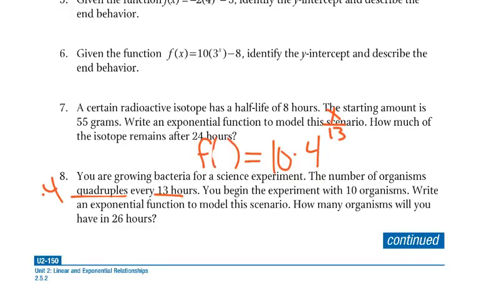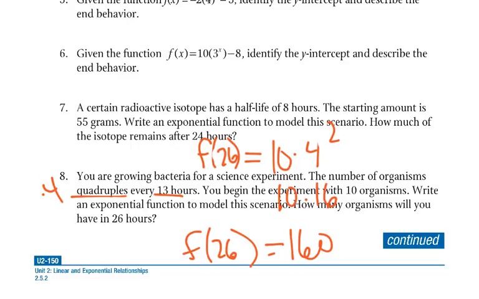So they want us to say, okay, replace the x with 26. 26 divided by 13 is 2, so simplify that. And then we go 4 squared, which is 16, 4 times 4. Then 10 times 16 is 160. So in 26 hours, you will have 160 organisms. Okay?